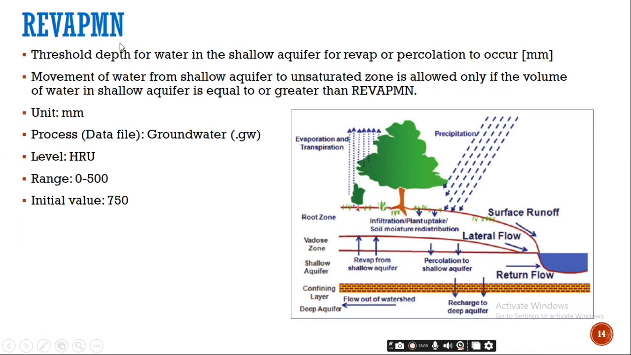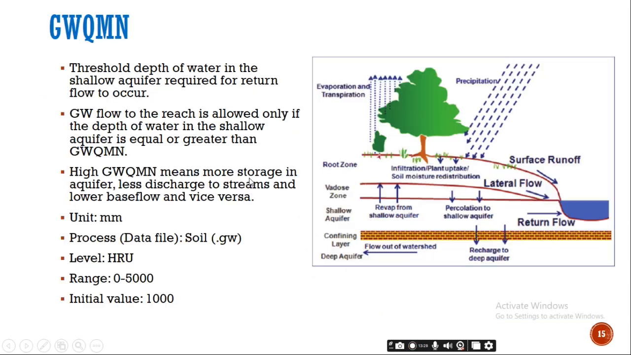Then another parameter is REVAPMN. It means the threshold depth for water in the shallow aquifer for revap or percolation to occur. The movement of water from the shallow aquifer to the unsaturated zone is allowed only if the volume of water in the shallow aquifer is equal to or greater than REVAPMN. Its unit is mm and its recommended range is 0 to 500. Initial value is 750.